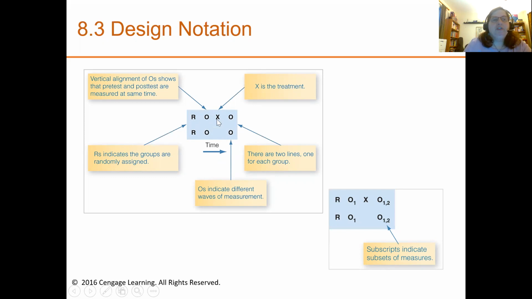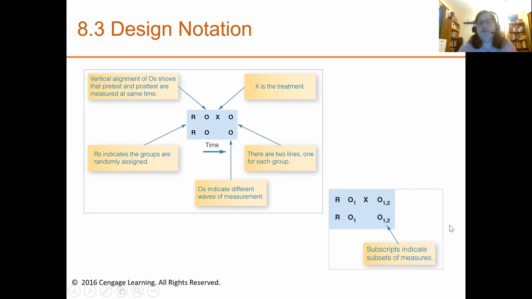We measure them at pretest. This group gets the treatment. We measure both groups at post-test. So again, each line represents a group. R's represent random assignment. O is an observation. X is the treatment. And as you can see here, we have pretest, treatment just for this group, and post-test.